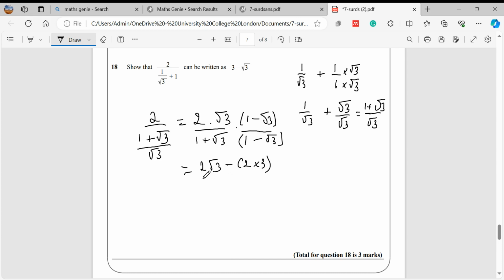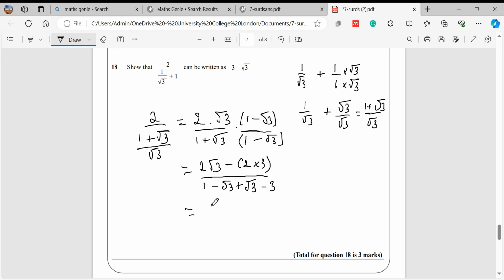So now in the denominator, again using FOIL, 1 times 1 gives me 1. 1 times negative root 3, or minus root 3, is minus root 3. And then plus root 3 times 1 gives me plus root 3. And plus root 3 times minus root 3 just gives me minus 3. Remember, in the denominator, we're going to have a difference of 2 squares.